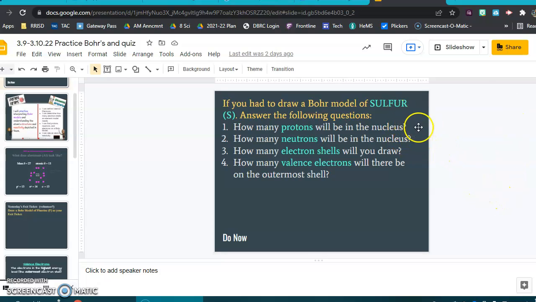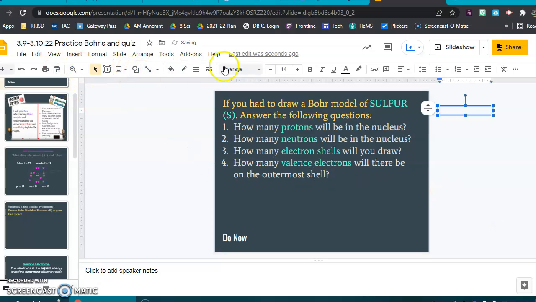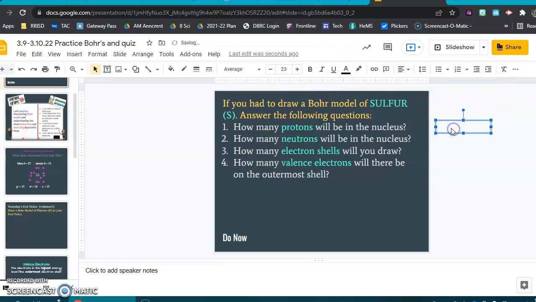How many neutrons? I'm going to insert a text box here because we found that on our periodic table. Let me make this font big enough so we can all see it. Bring this box down just a little. There we go. So for question 1, your answer would be 16, because that's the number on the periodic table at the very top of the box.